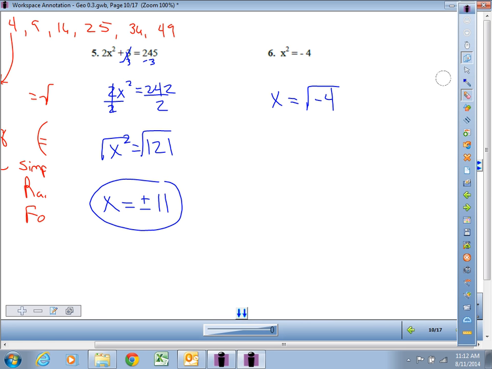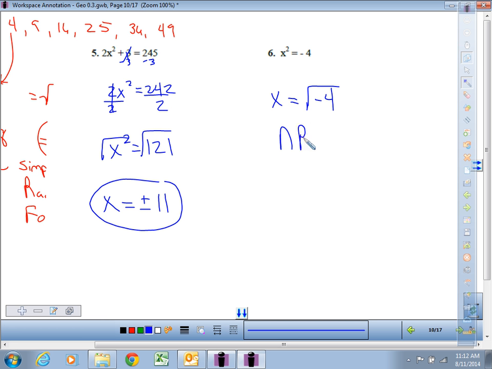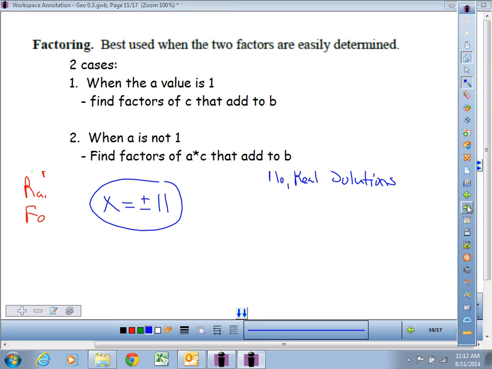If you look at it, there are no real numbers that you could take, square them, and get a negative number. I said there are no real numbers. There are some unreal numbers yet. You don't know them, so we're not going to deal with them. So all we're going to do here is write NRS. What NRS stands for is no real solutions. There is not a real number that works for this. There are some unreal ones, some imaginary ones, but you don't know that yet, so don't worry about it.